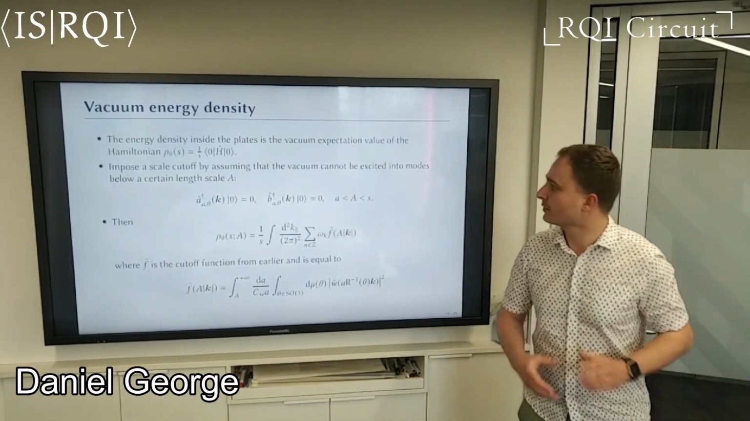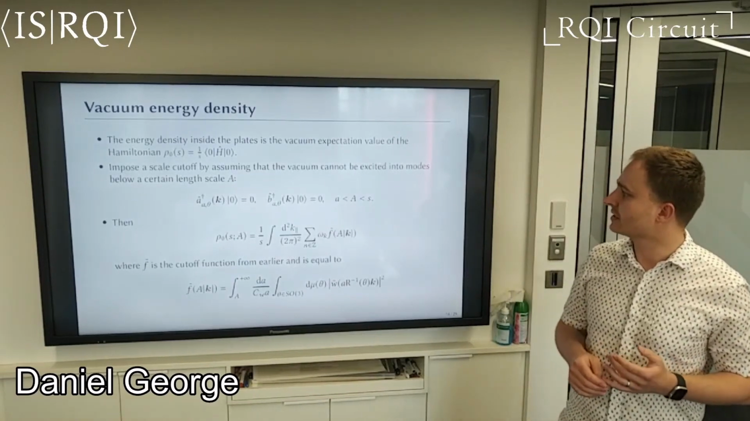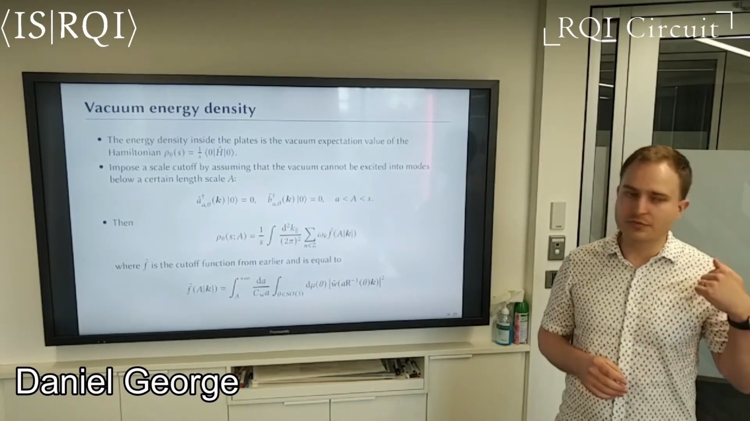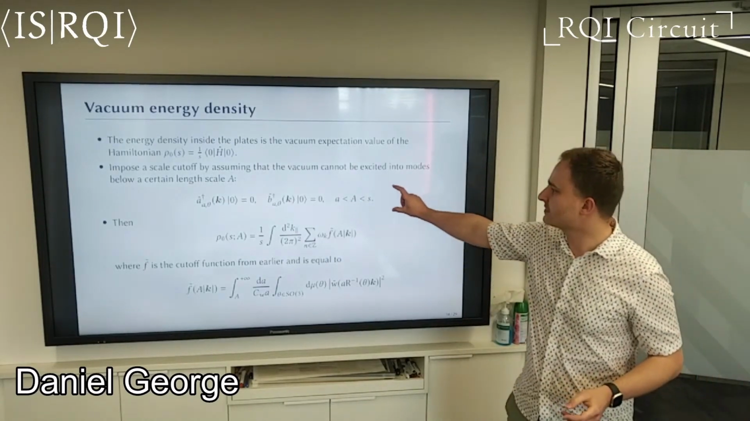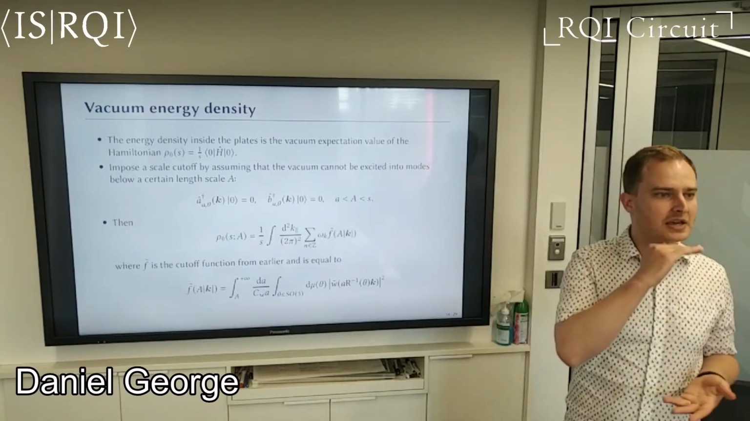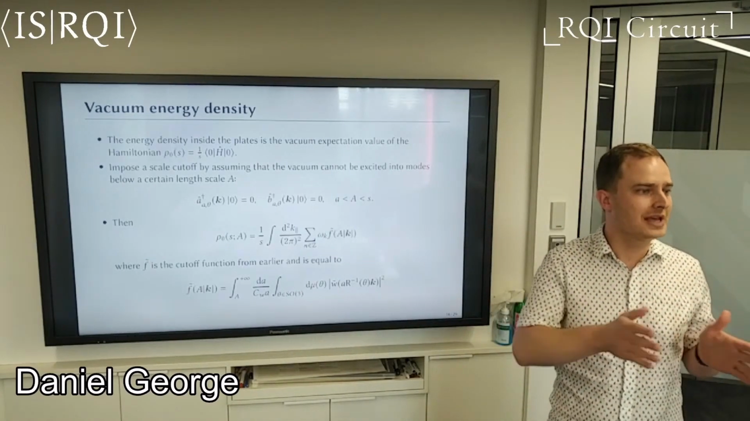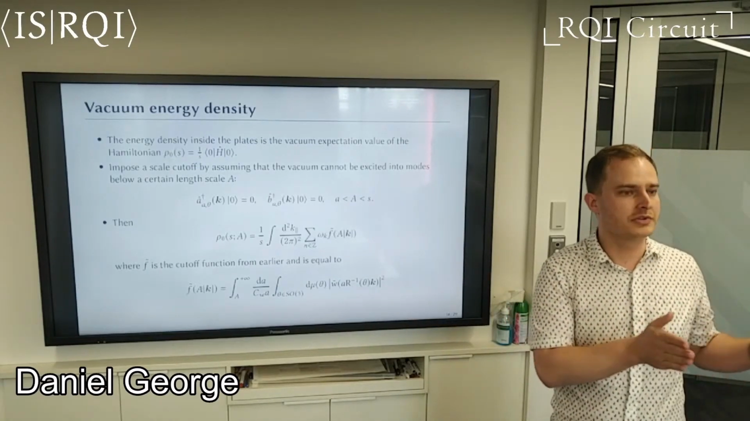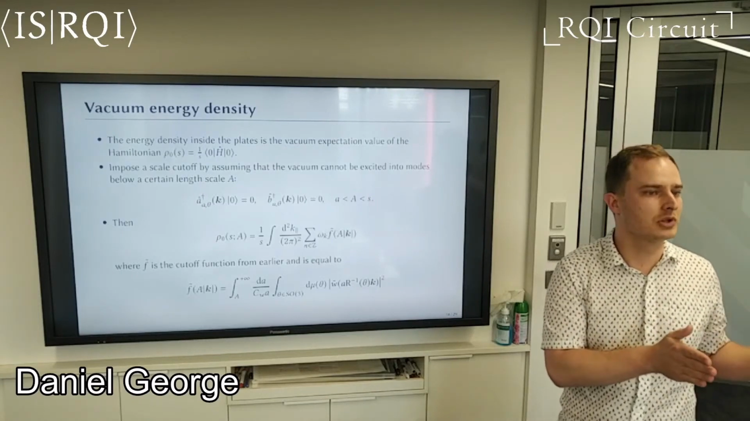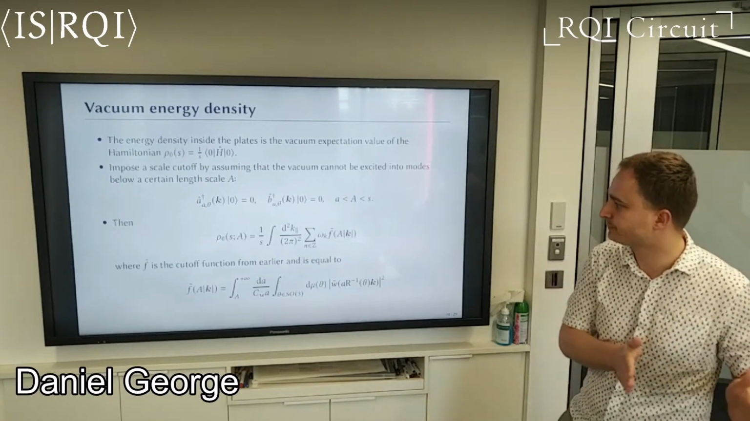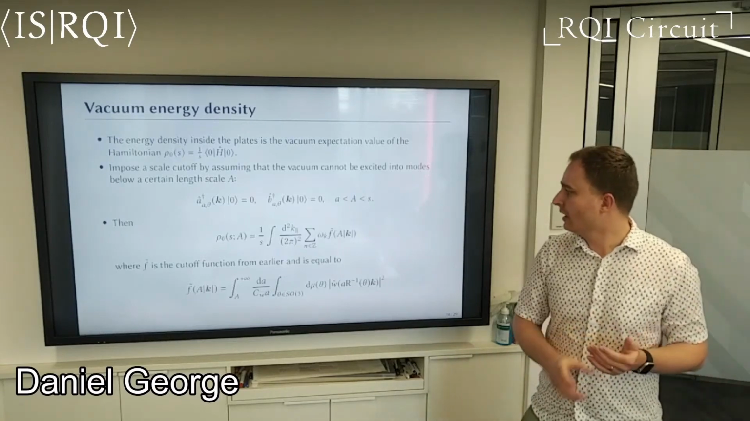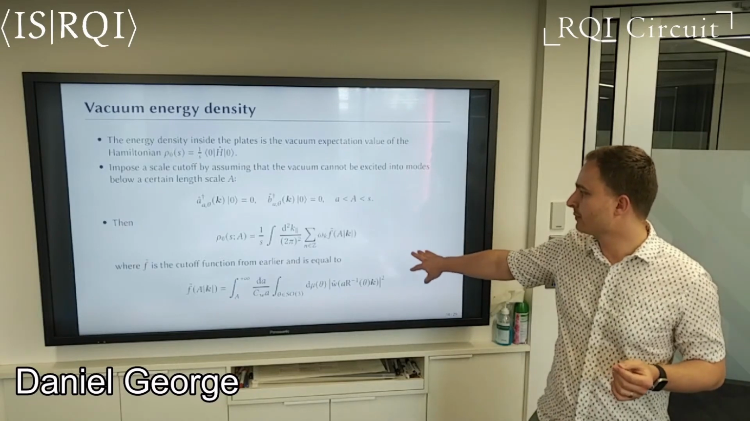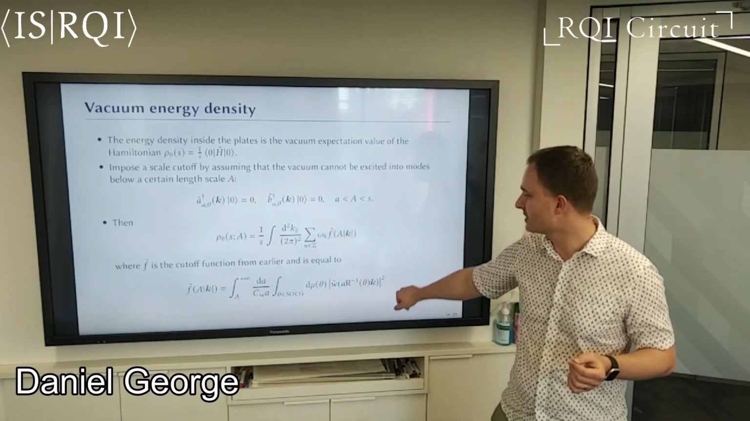All right, so what we're going to do is calculate the energy density inside the plates using our wavelet transformed operators, and we want to impose a scale cutoff. And this is the key piece for the scale cutoff. A is our scale cutoff essentially. S is the distance between the plates, and what we're saying is that we set all of the modes below that value A to 0. Then here is our expression, where rho naught is the energy density between the plates, and our cutoff function shows up and is equal to this.